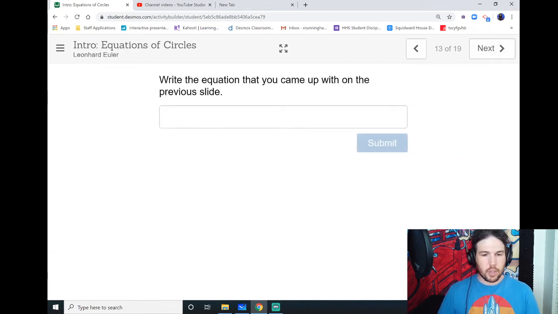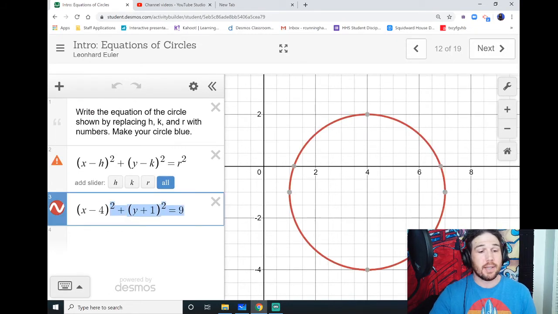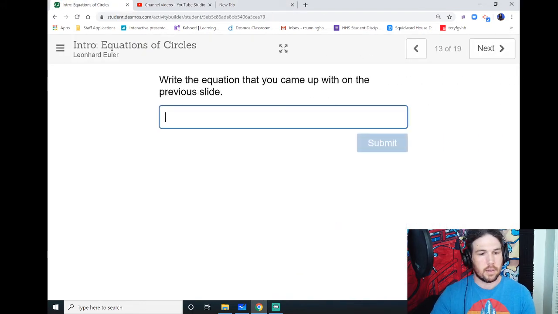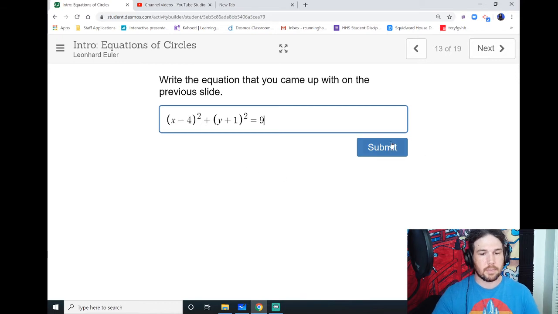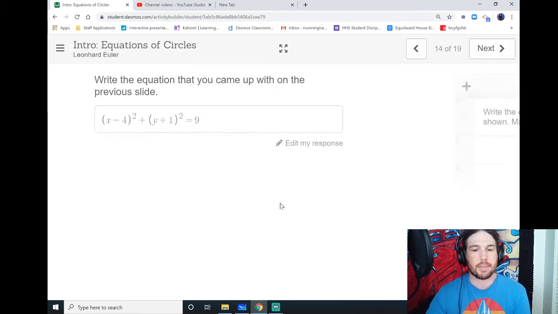Write the equation that you came up with on the previous slide. Now, when I did this, I was like, do I really have to type that again? I actually checked, can I copy and paste? And the answer is yes, I can. So there's a tip for you when you do Desmos activities going forward. A lot of the time you can copy and paste.